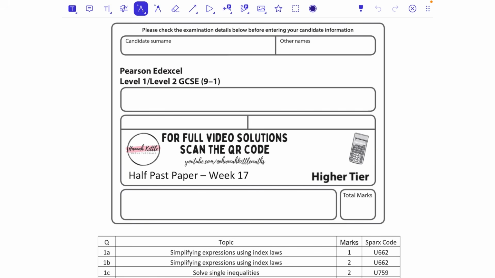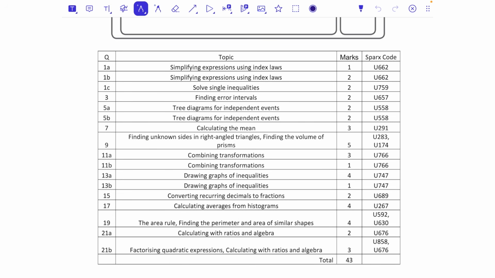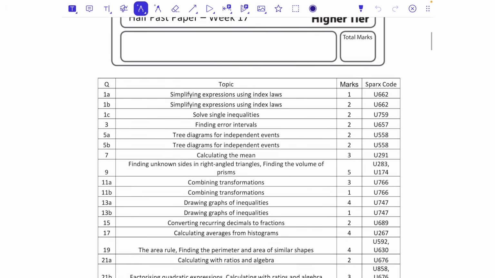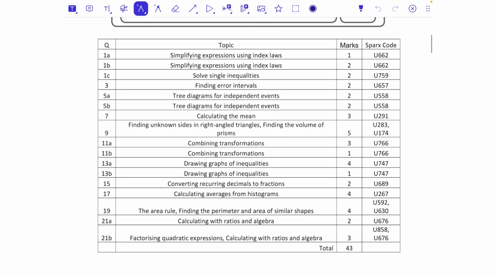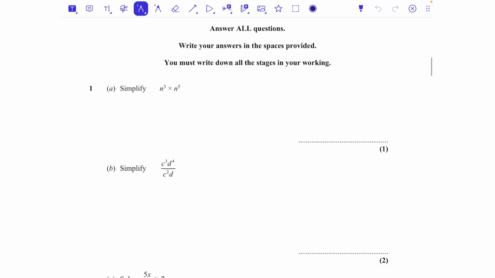This is half past paper week 17 for the higher tier. So all the odd numbers this week, and we've got 43 marks to do altogether. These are all the topics that we're going to go through this week, half a past paper roughly, and those are all the Sparks codes if you have access to Sparks and you want to look up more of those questions. Here we go. Question number 1.